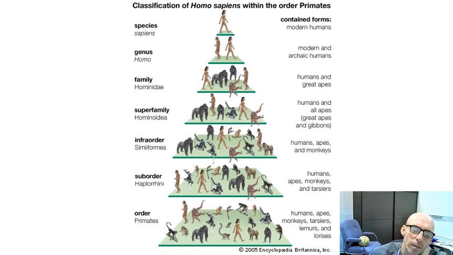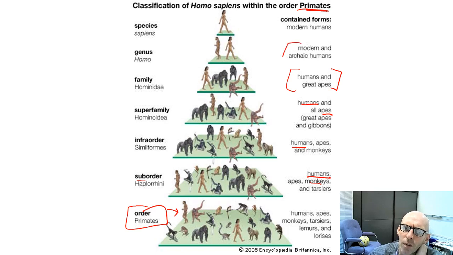So how do we group them all? Well, here, for example, are just the primates. So what we've got here is an order like primates. All these creatures have something in common. They're all monkey and ape-like. Then we've got a suborder, a smaller group with the humans in it. Then the humans and apes. Then the humans, apes and tarsiers and monkeys. Then just the humans and the apes. Humans and great apes. Then we've got just the humans, including the archaic humans that went extinct. And then we've got modern humans.